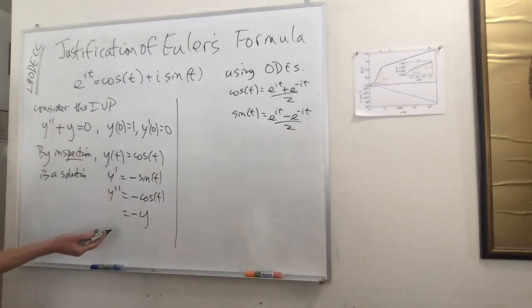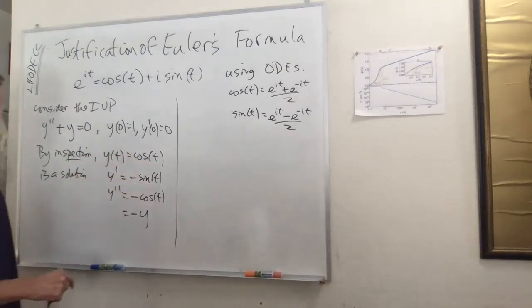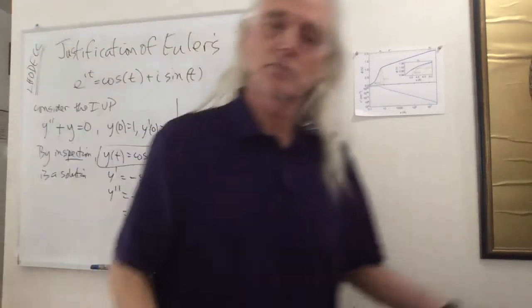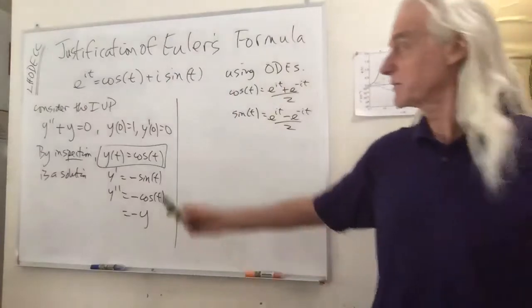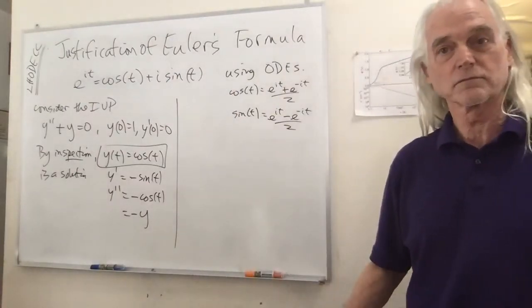In other words, it solves the differential equation. It solves the initial conditions: y of 0 is 1, y prime of 0 is 0. So it is the one and only solution. It can be written in billions of different ways, but this is the one and only solution to that initial value problem. Okay?